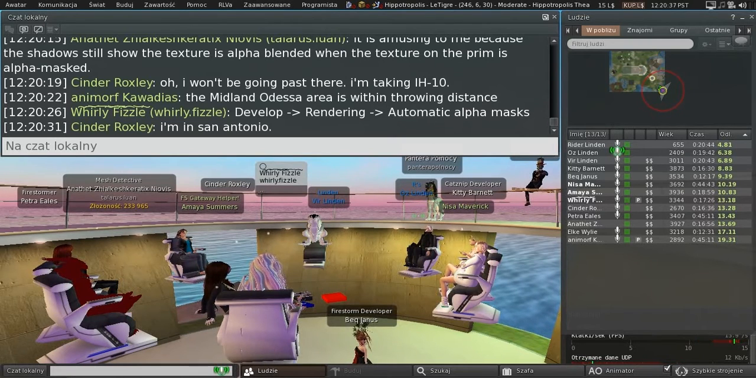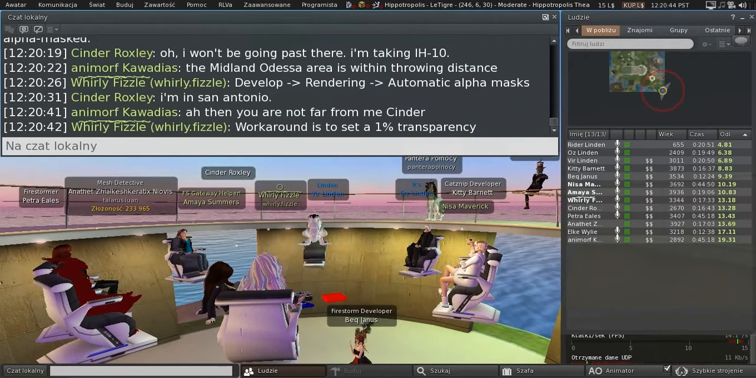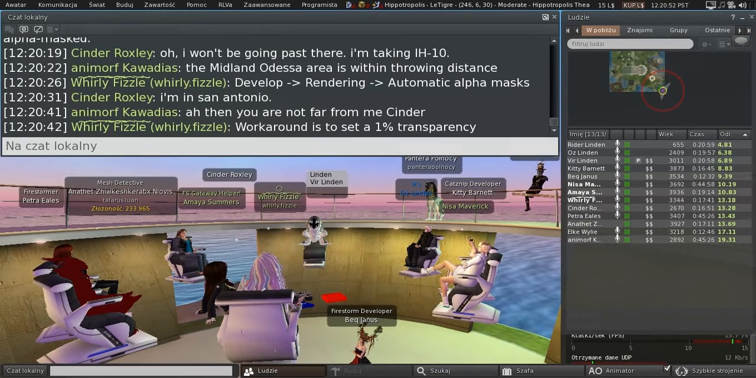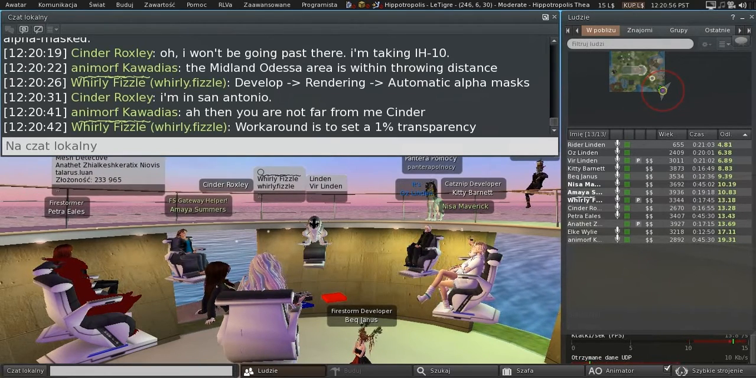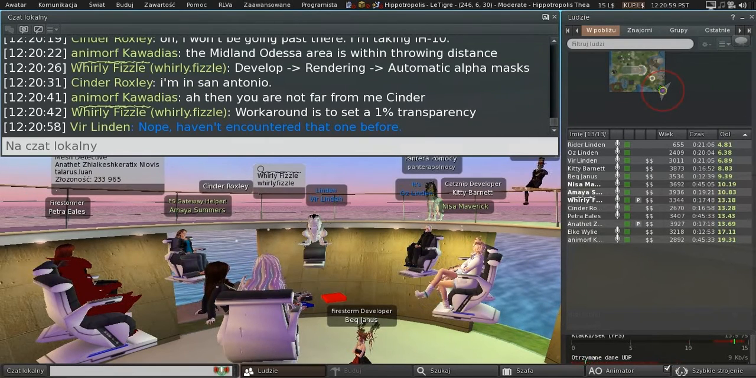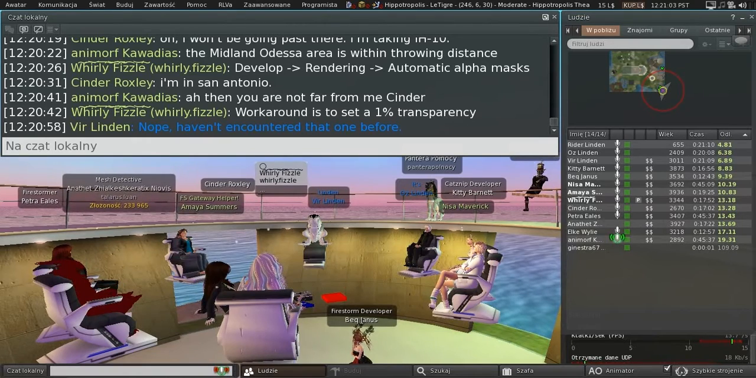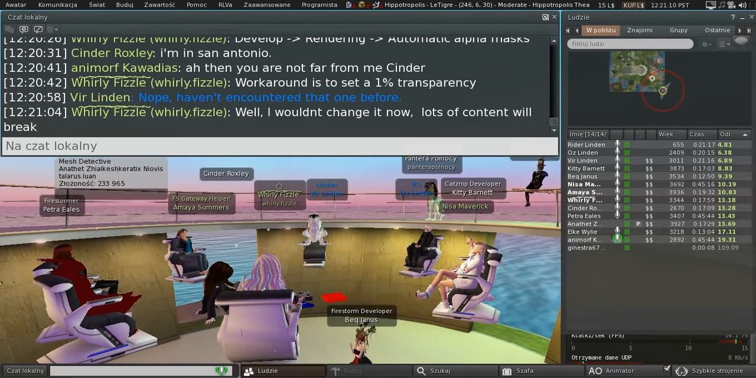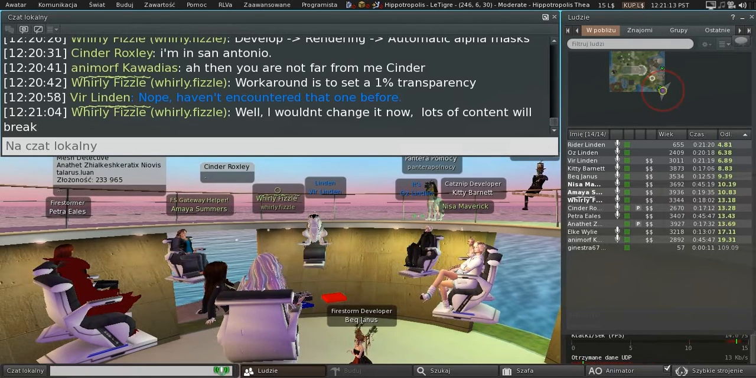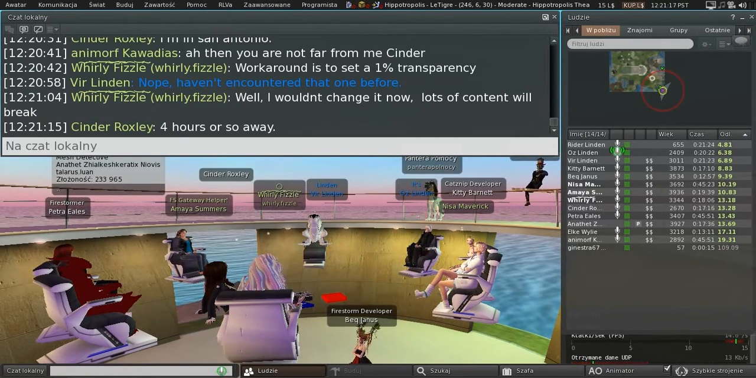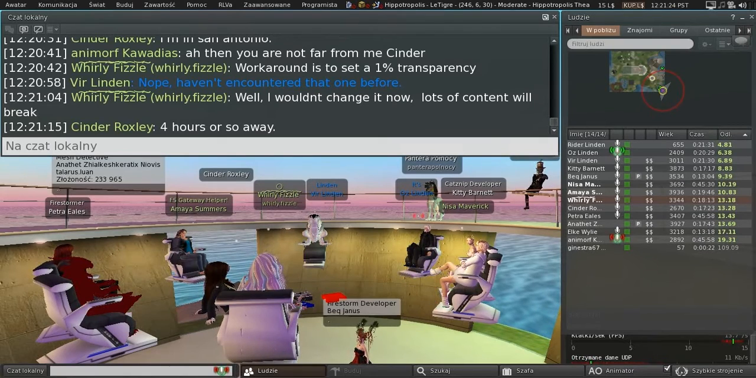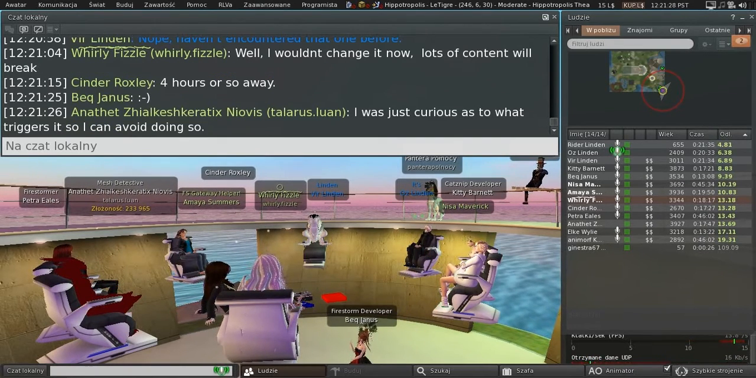I have no idea what automatic alpha masks is supposed to do. Speaking of which, wasn't there something still broken with the alphas? And something proposed about fixing invisible frames? We're not doing anything to invisiprims ever again. At least not on purpose. And there's always something wrong with some flavor of alpha under some conditions.